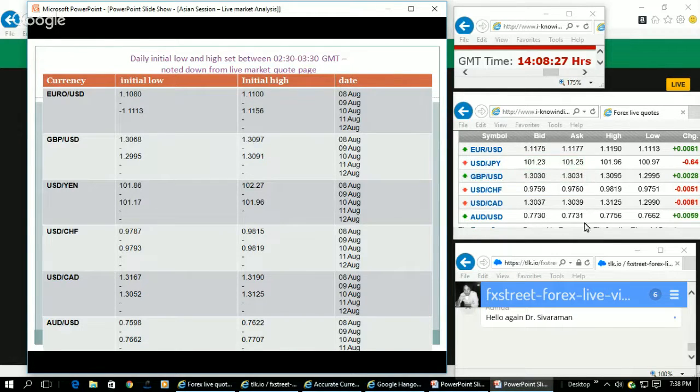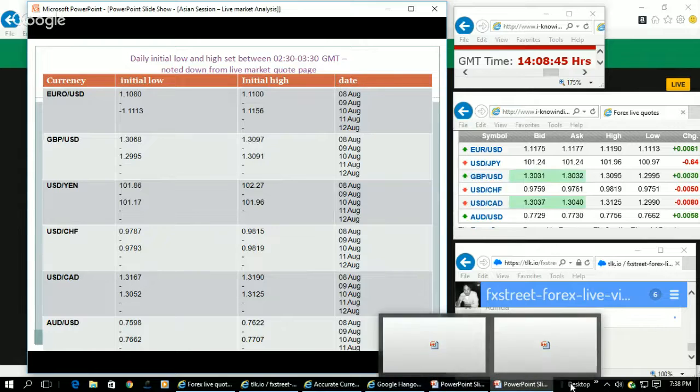In the case of the Australian dollar also, they went from 0.7707 and came down to 0.7727 and then started gaining the level. So they are expected to continue the gain during the US session also.